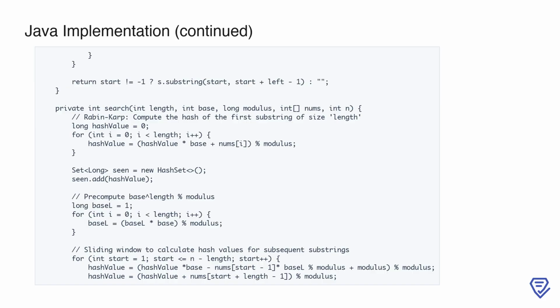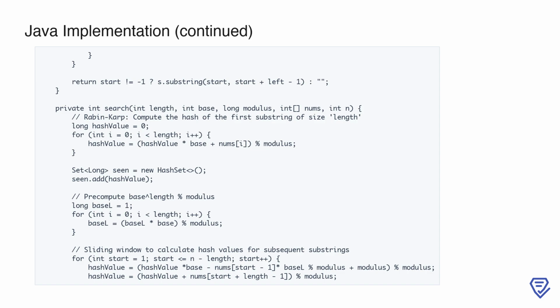Now, let's look at the search function, which implements the Rabin-Karp algorithm to detect duplicate substrings of a given length. First, we compute the hash value of the initial substring of the specified length. This is done by iterating through the first length characters and updating the hash value iteratively using the base and modulus. To handle hash collisions efficiently, we use a set to store the hash values of previously seen substrings.